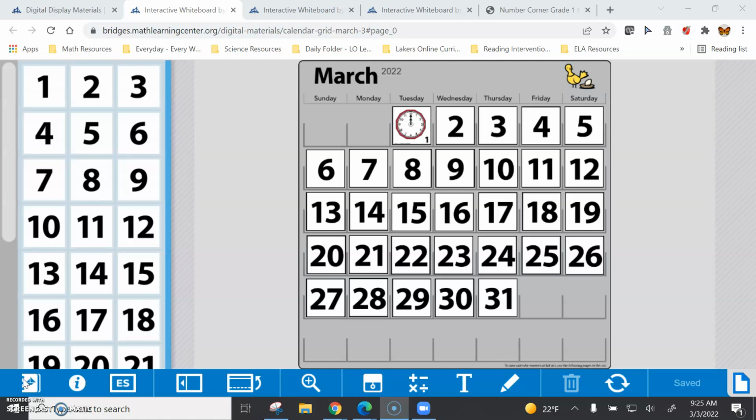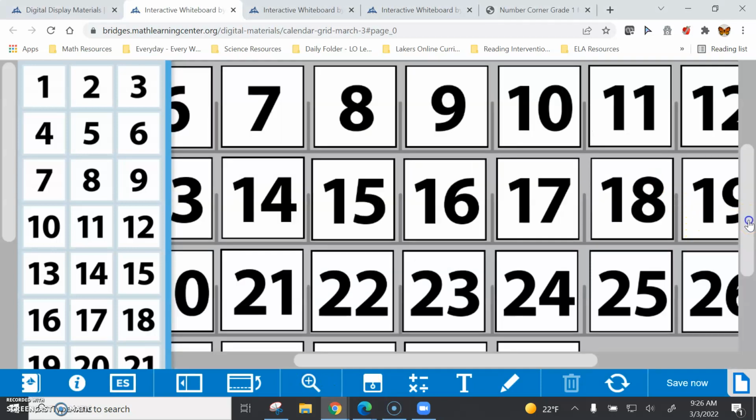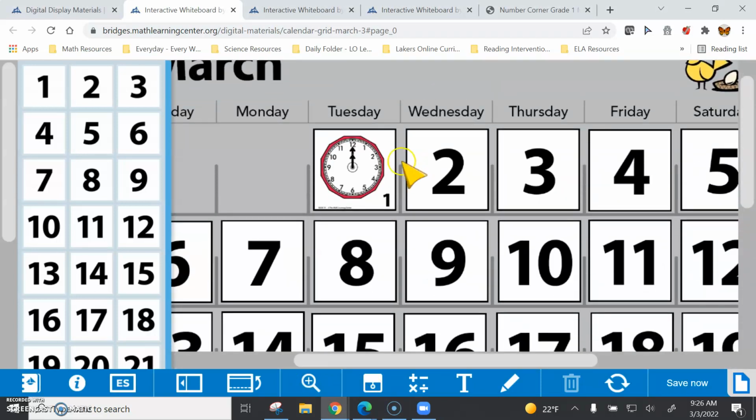We were so busy yesterday with our half day, we didn't even get a chance to see what was on our calendar for yesterday, so we'll find out. We noticed that on our first day, we had an analog clock that did show 12 o'clock. Let's see what's on yesterday's card.